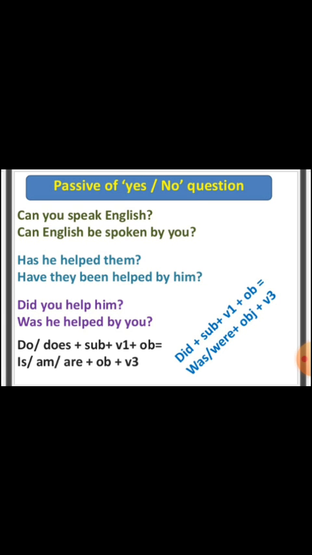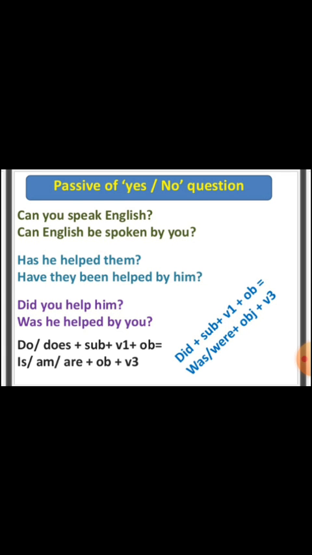Next sentence, did you help him? As you know it is the past tense, and in the past tense when you change active voice into passive voice, then the helping verb used is was, and then the third form of the verb. Now come to the example. Did you help him? Was he helped by you?